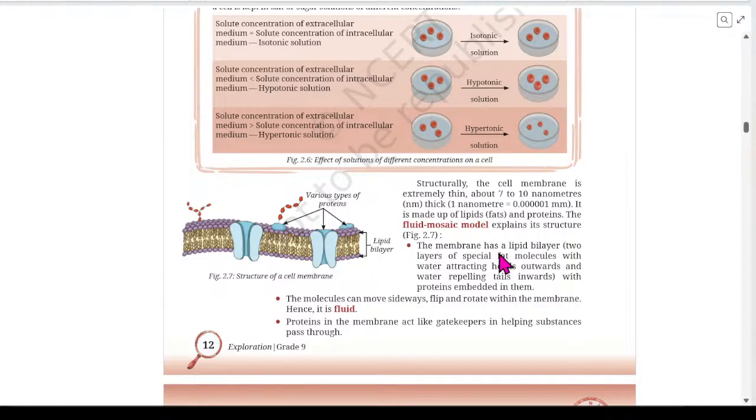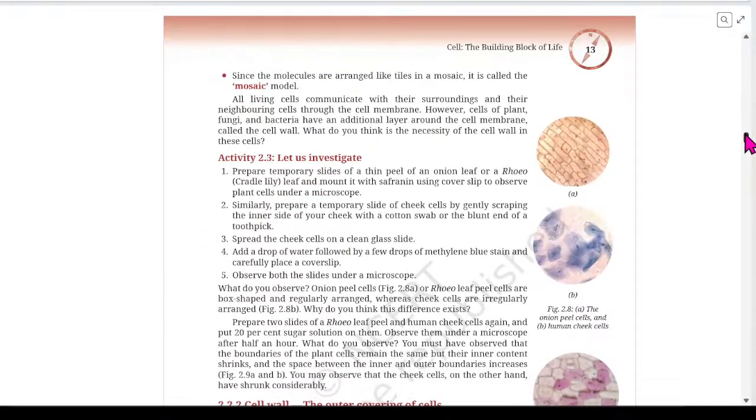The membrane has a lipid bilayer, two layers of special fat molecules with water-attracting heads outward and water-repelling tails inward, with proteins embedded in them. The molecules can move sideways, flip, and rotate within the membrane, hence it is known as fluid. Proteins in the membrane act like gatekeepers in helping substances pass through. Since the molecules are arranged like tiles in a mosaic, it is called the mosaic model.